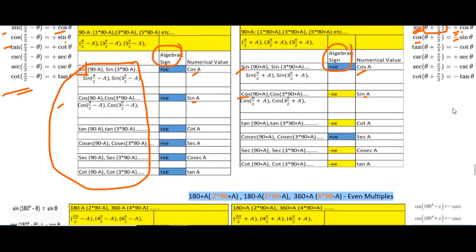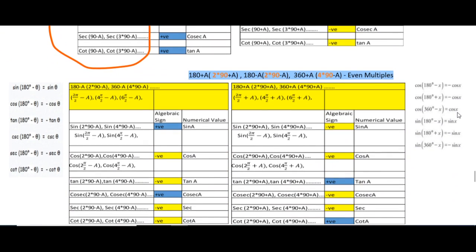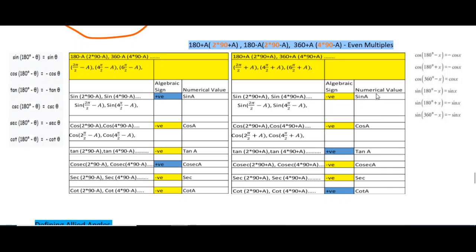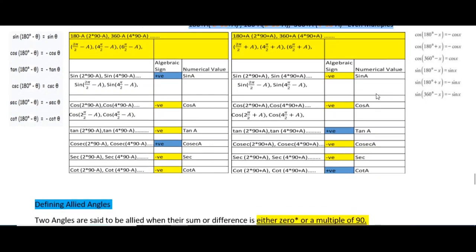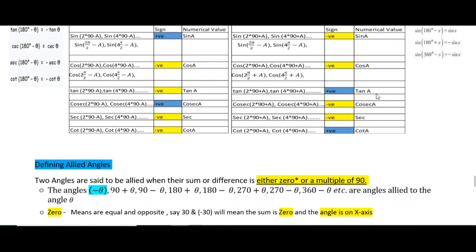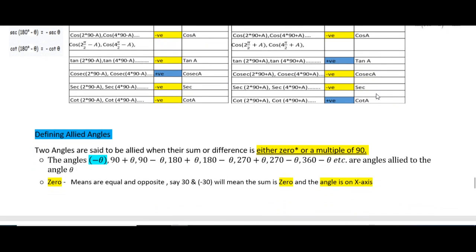That's a simple logic. And I've just plotted this graph as a cheat sheet for your understanding, so that you understand how the algebraic sign comes in and how the numerical value comes in. And with that, now we can define what is an allied angle. So now we understood what is that.